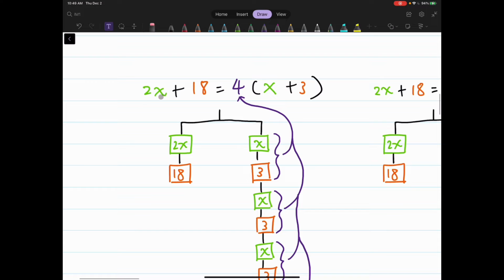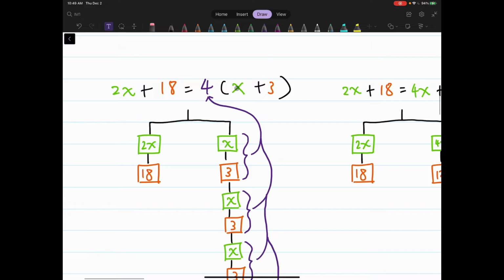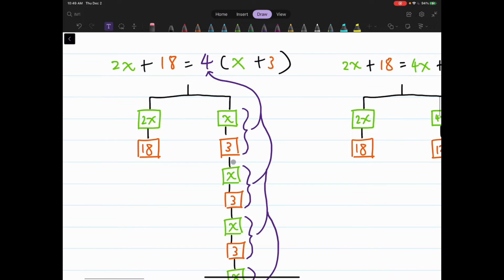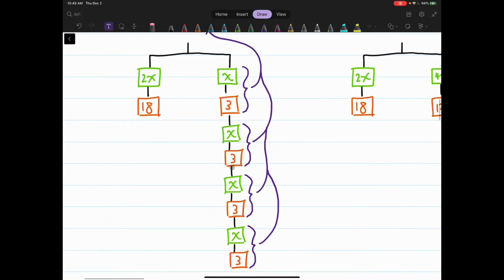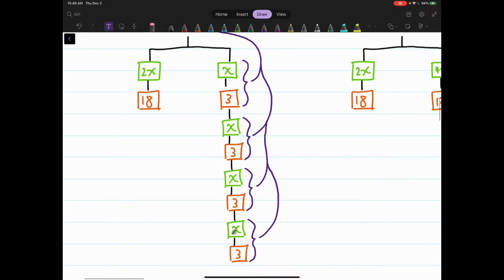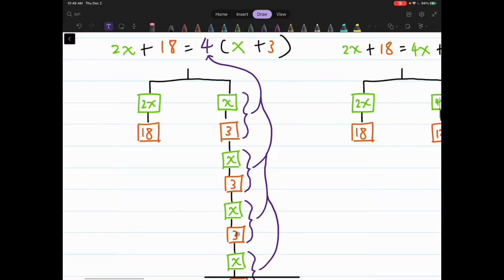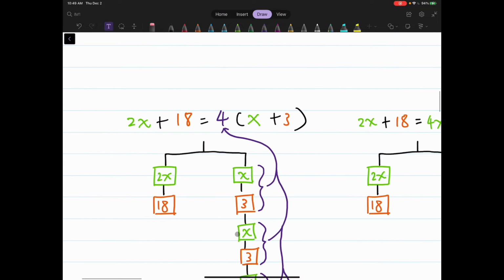means right here. So if you see, we got 2x plus 18, and this means 4 groups of x plus 3. So I have 4 of these: x plus 3, 1, x plus 3, 2, x plus 3, 3, x plus 3, 4. So I have 4 groups of x plus 3, and visually this is what it looks like here.